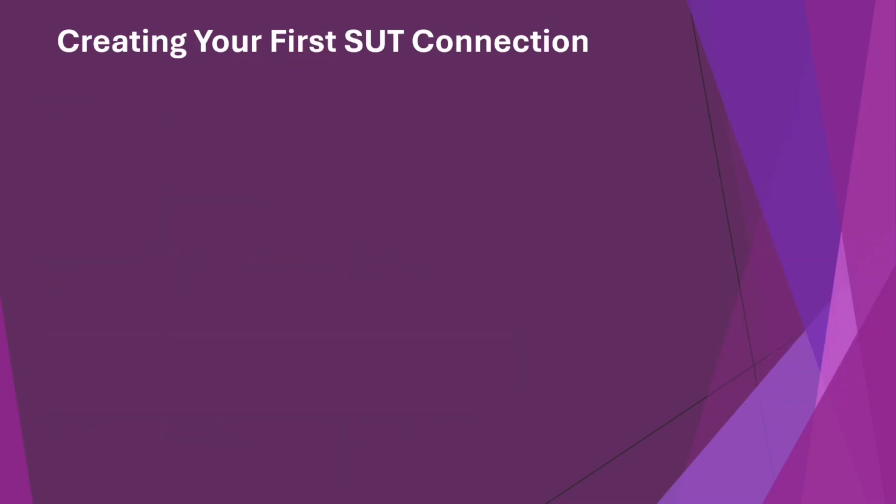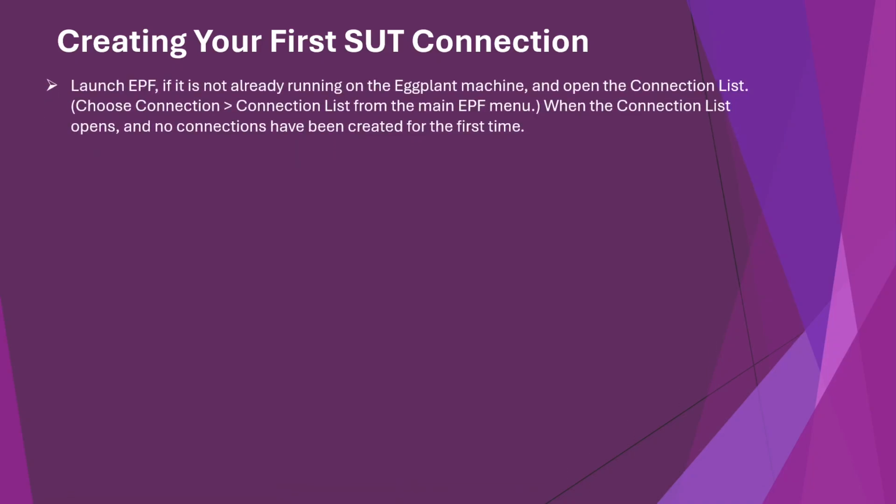Now what is our third agenda? You need to create your first system under test connection in Eggplant Functional. For that, first we need to launch Eggplant Functional if it is not already running, and open the connection list. When the connection list is opened for the first time, you will not see any connections created. Then click either of the add buttons to create your system under test.